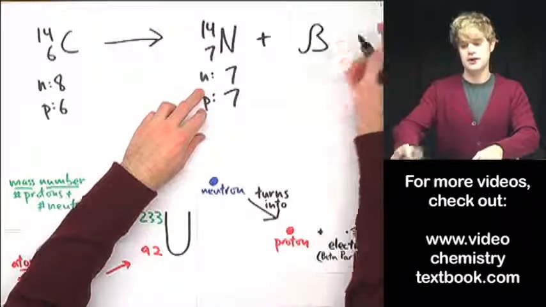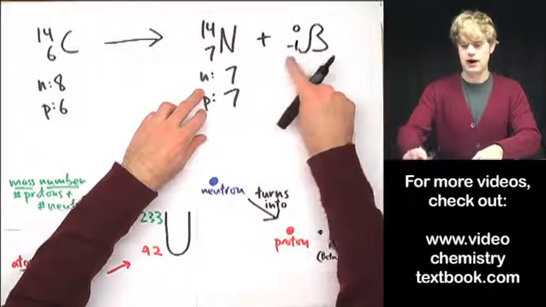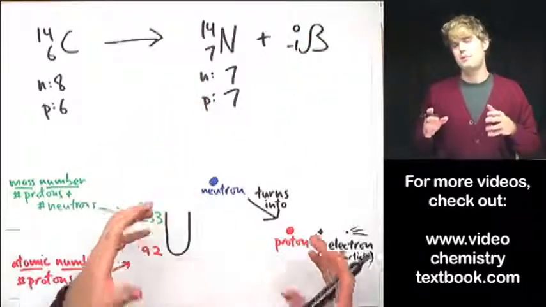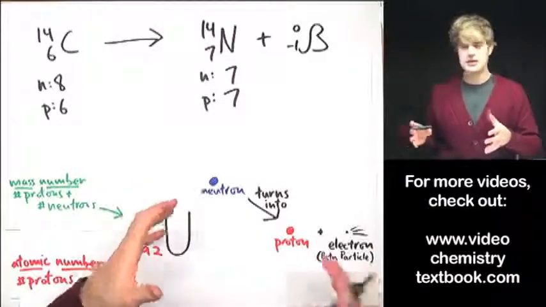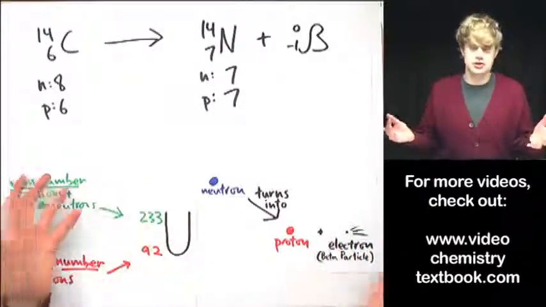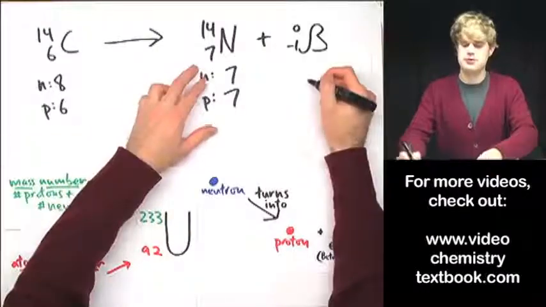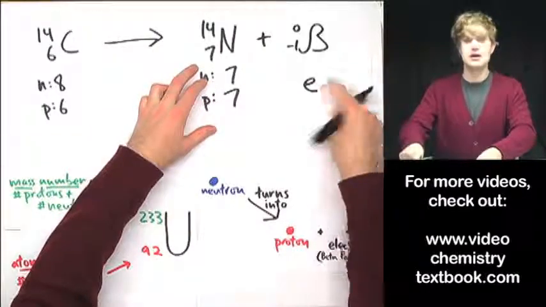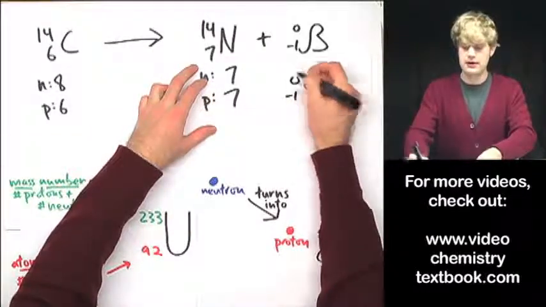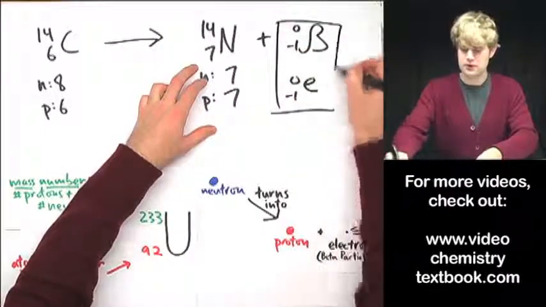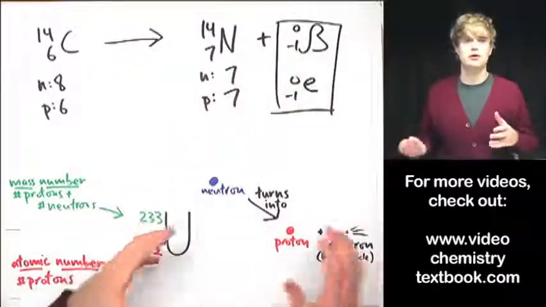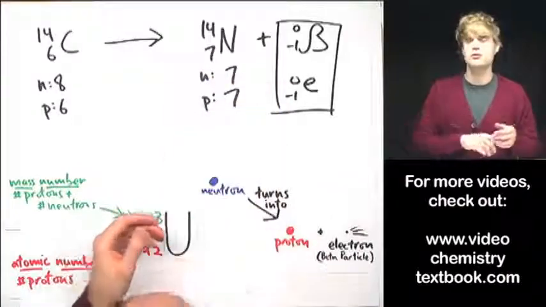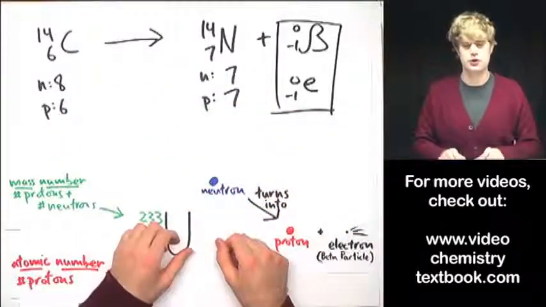This is a Greek letter beta, and you write 0 there, and then -1. But you can also realize that the beta particle is just another word for an electron. So sometimes people like to write just a lowercase e, -1, 0. Those are the two ways that you can write the beta particle. Both of them are fine. Check with your teacher to see how they want you to do it.